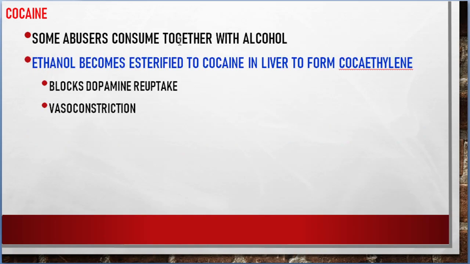So, some abusers consume together with alcohol. So, gumagamit din sila ng alcohol while they are taking your cocaine because they found out that your ethanol becomes esterified to cocaine inside your liver to form your coca-ethylene. Your coca-ethylene will block the dopamine reuptake. Pag hindi reuptake ang dopamine, meaning mas maproprolong ang kanyang effect. So there will be more stimulation of your dopamine neurons. So in short, mas lalong nagkakaroon ng euphoria effect.